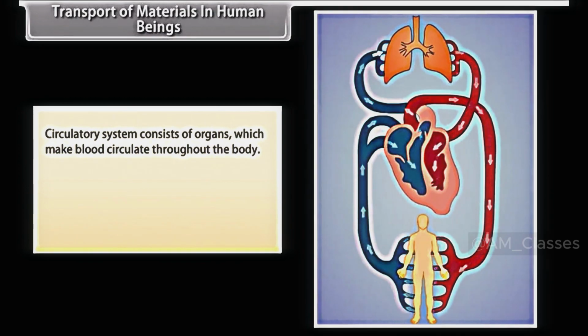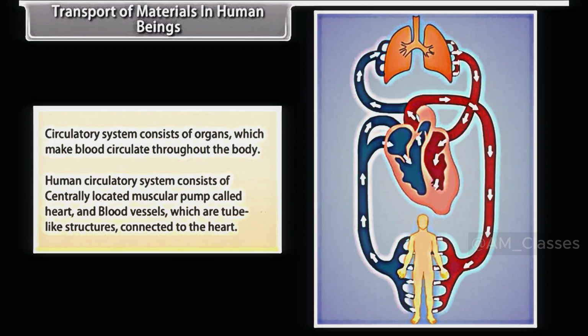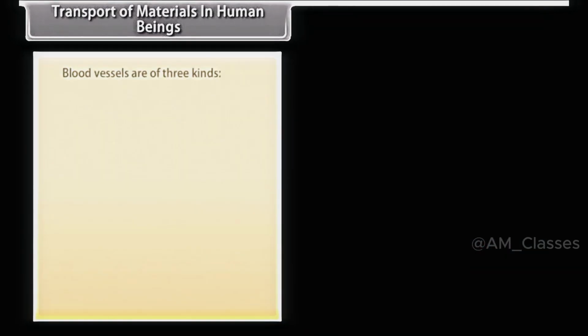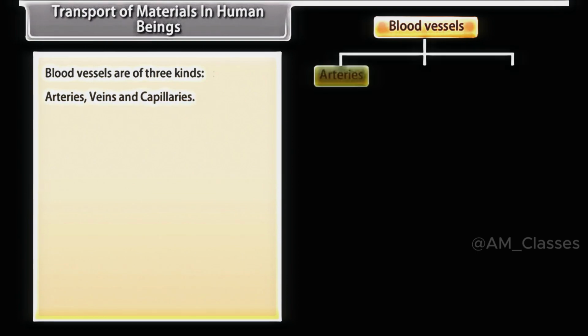Circulatory system consists of organs which make blood circulate throughout the body. Human circulatory system consists of centrally located muscular pump called heart and blood vessels which are tube-like structures connected to the heart. Blood vessels are of three kinds: arteries, veins, and capillaries.